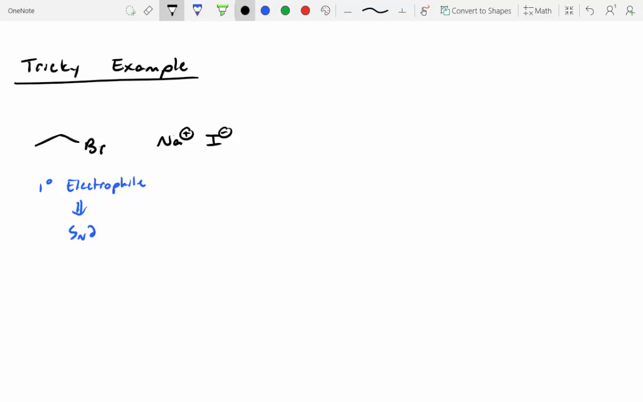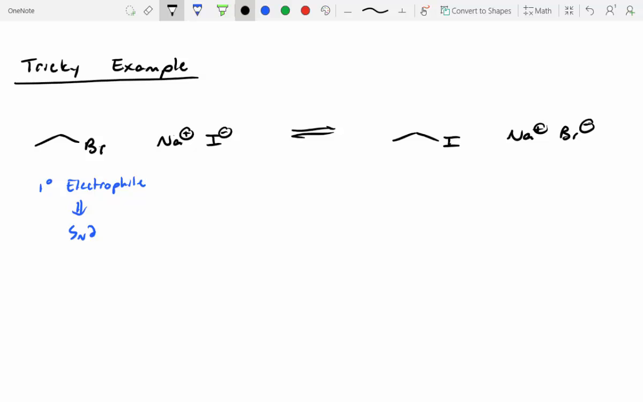And if we think about our products, that means that this bromine will be replaced with our iodide, and we'll be left with Na plus and Br minus. I'm purposely leaving out that reaction arrow, but I'll give you guys a hint. In this case, we're dealing with an equilibrium reaction. Which side of the equilibrium do you think is going to be favored? The left side or the right side? Left side. Or do you think we need more information?